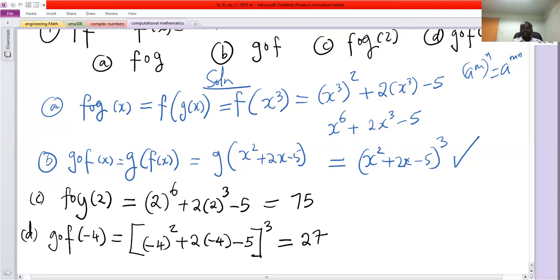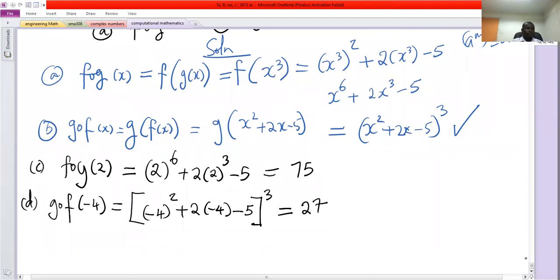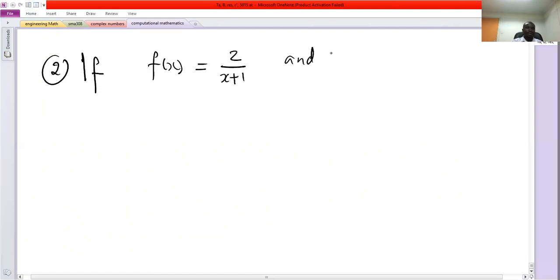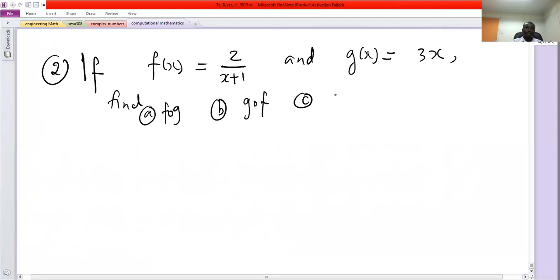And then question 2. Number 2: if f of x is given by 2 over x plus 1, and g of x is given by 3x, find: A, f composed with g; B, g composed with f; C, f composed with g at 1; and D, g composed with f at 2.